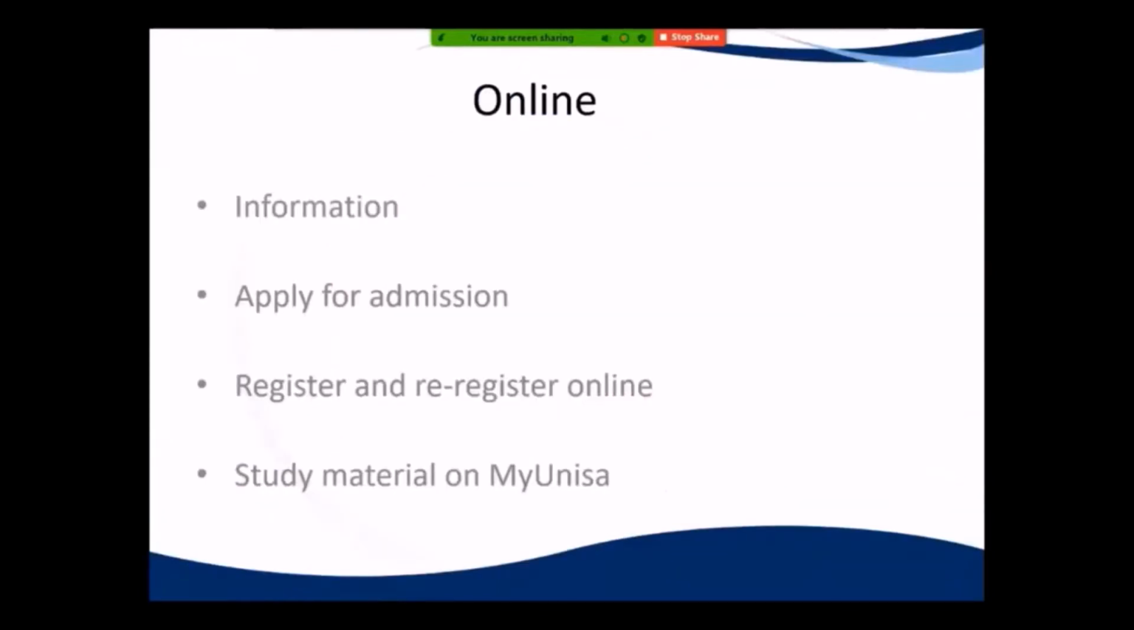It is important as a prospective student that before you apply, you familiarize yourself with our information brochure, which is online. In the information brochure, you will find the admission requirements, the curricula, the duration of your studies, and most importantly, the procedures for master's and doctoral studies, which also include the policies. So it is important that students go to the UNISA website, www.unisa.ac.za, and familiarize themselves with the information.